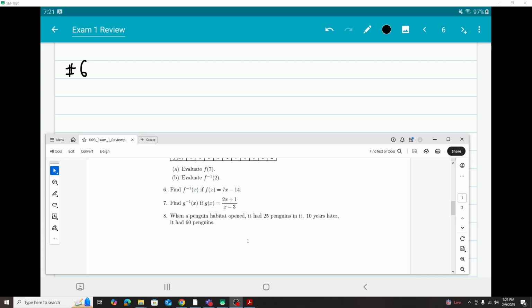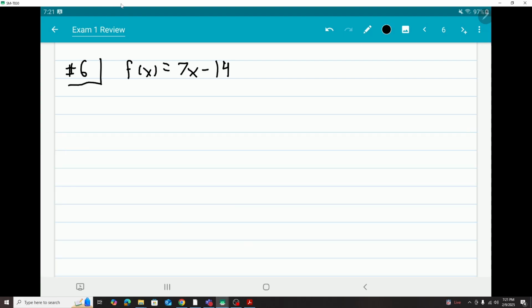Problem 6 now is asking us to find an inverse function. So f of x is 7x minus 14, and it says find the inverse function. To do that, the first step is we write y is equal to 7x minus 14, and then I personally switch x and y first. So I rewrite that to say x is equal to 7y minus 14, and then I solve it for y. You might have seen this a different way where you solve for x first and then switch their roles. Either way works. They both get you the same answer.